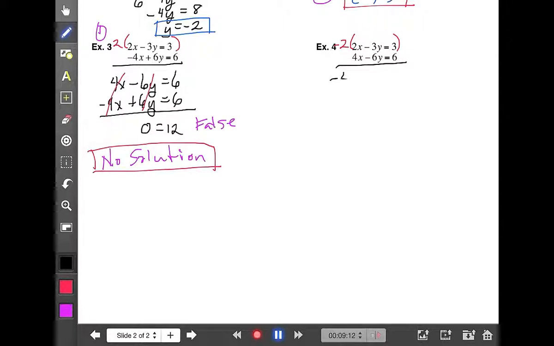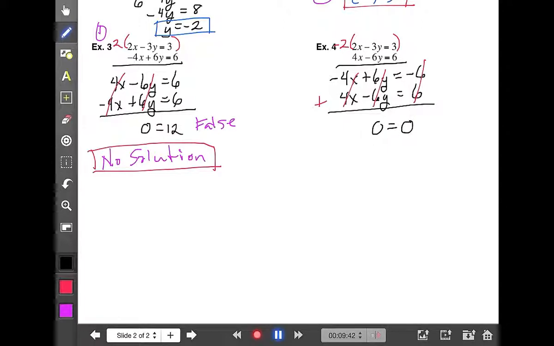So we get a -4x, a positive 6y, but it equals a -6. The second equation remains unchanged. 4x minus 6y equals 6. But this time when we add them together, what happens? We still get the left all canceling out. And doesn't the 6 and the -6 cancel out? So what's the value of the left side? 0 equals the value of the right side?